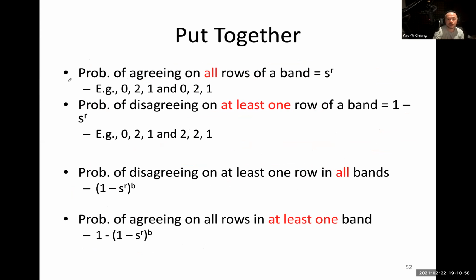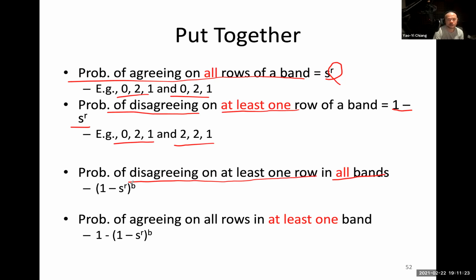The probability of agreeing on all rows of a band is S to the power of R. So this is agreeing on all rows in a band. The probability of disagreeing on at least one row of a band is 1 minus S to the power of R. It could be this, right? At least one. It doesn't have to be one. It can be two. Probability of disagreeing on at least one row in all bands, and you have B bands, so this to the power of B. The probability of agreeing on all rows in at least one band is this. All right, so great. We have the probability function of two signatures becoming a candidate, so that we have to compare them based on three values: S, R, and B.